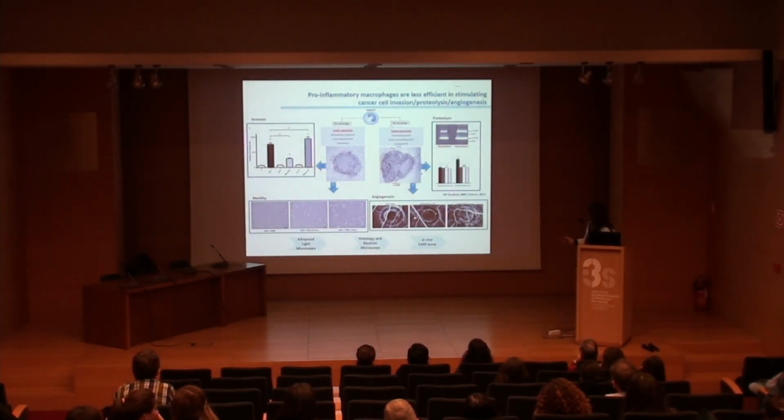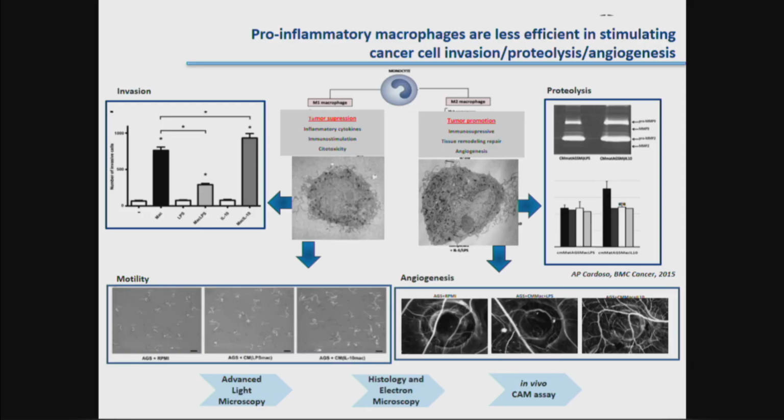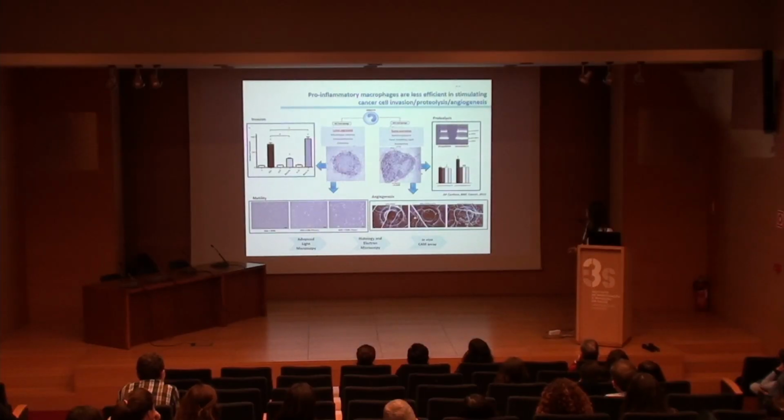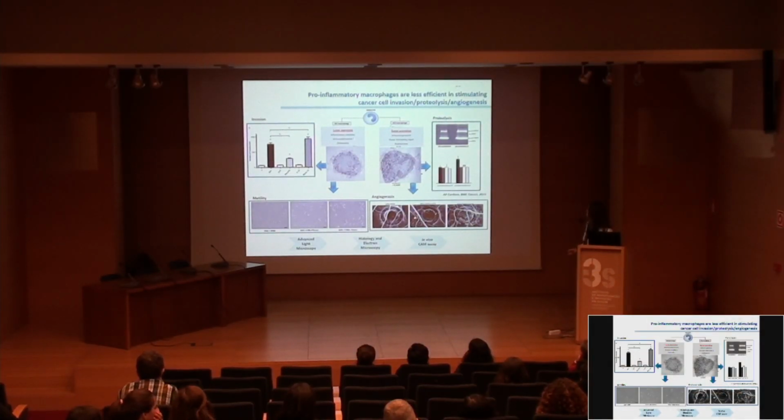At first, we tried to characterize these populations of macrophages, and we made a detailed characterization in terms of electron microscopy of these M1 and M2 macrophages, using the histology and electron microscopy platform, but also advanced light microscopy and in vivo CAM assays to achieve the data that we demonstrate here. We could demonstrate that, in fact, these pro-inflammatory macrophages are less efficient in stimulating cancer cell invasion in comparison with the anti-inflammatory, immune suppressive macrophages. They are less efficient in inducing the migration of cancer cells, in sustaining their proteolytic activity, and also in sustaining their ability to induce new blood vessel formation.